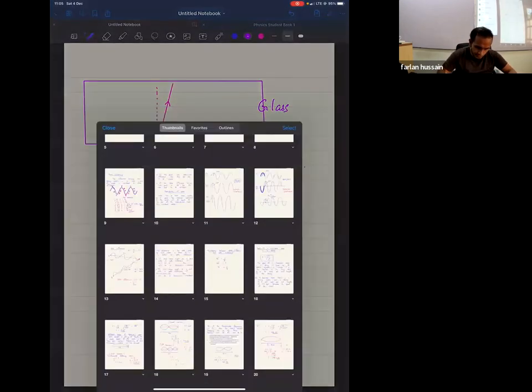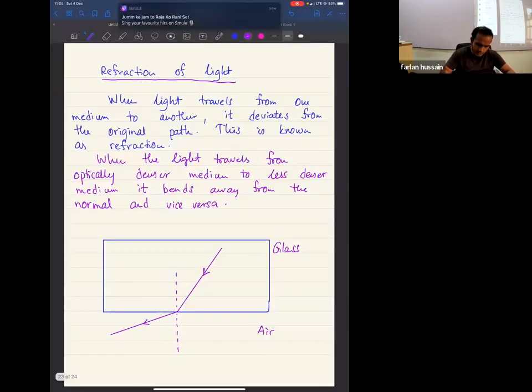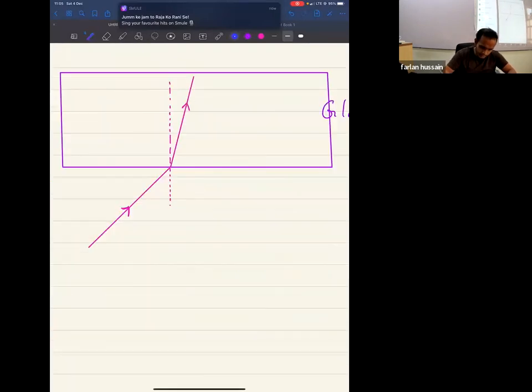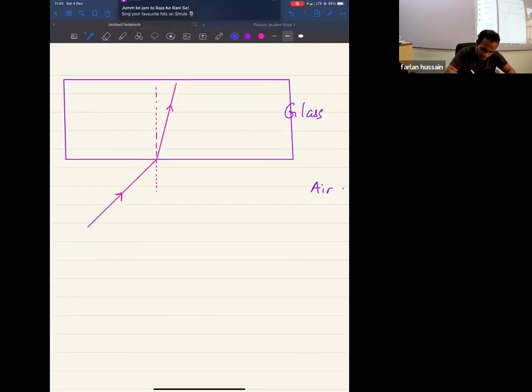From your O levels, once again, you know the angle this light makes with the normal. This is the incident ray. This is the refracted ray. So the angle this incident ray makes with the normal, we call it the angle of incidence.